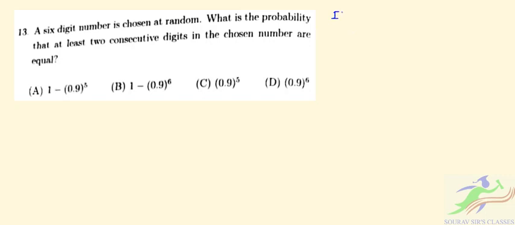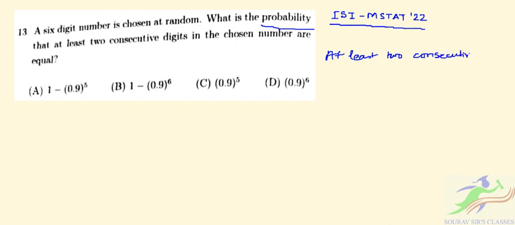So this question is from ISI M.Stat paper of 2022. This is question number 13, which is saying that a 6-digit number is chosen at random. Then what is the probability that at least two consecutive digits in the chosen number are equal? So we have to find at least two consecutive digits are equal, right?